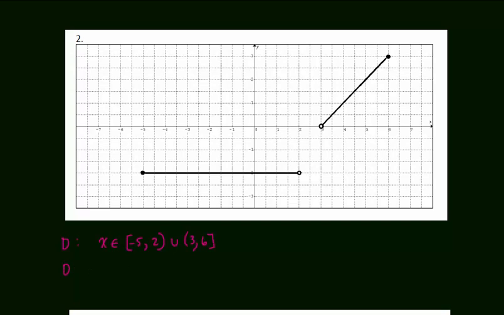And for the set notation, it's going to be the set of all x such that negative 5 is less than or equal to x, which is less than 2, that interval or inequality, together with, so or, x is between 3 and 6, not including 3, but including the 6.